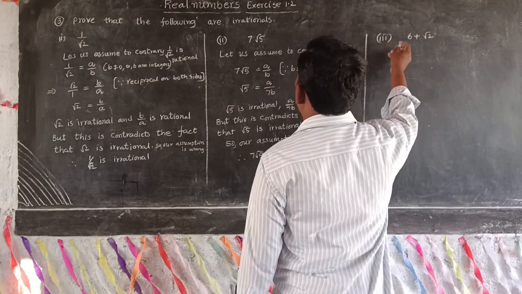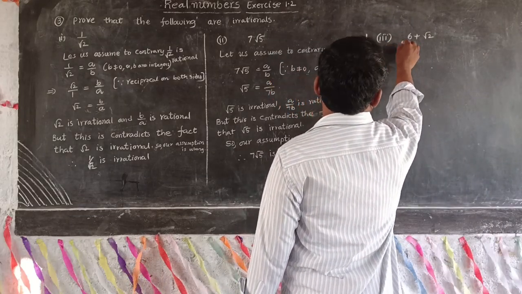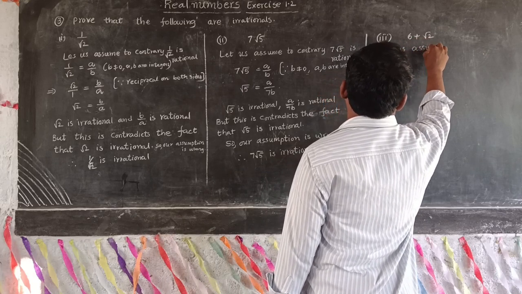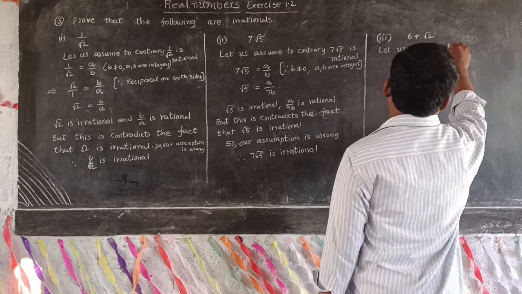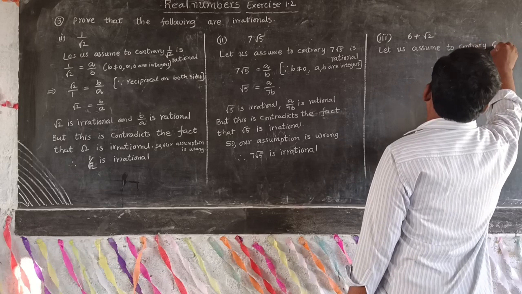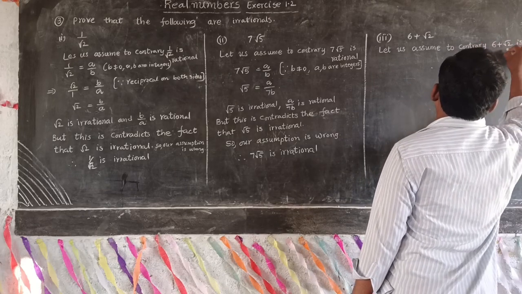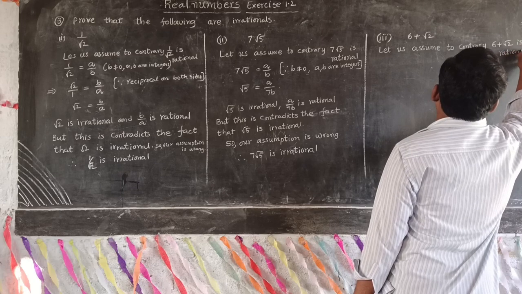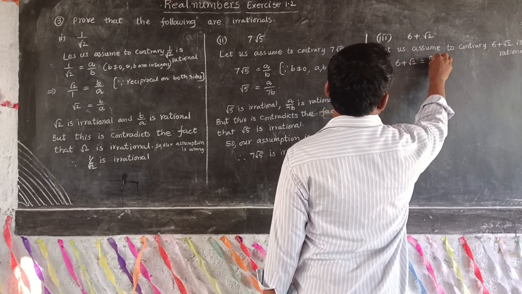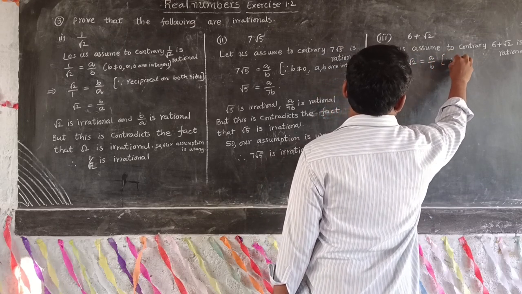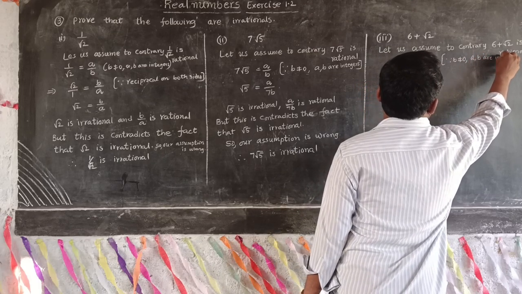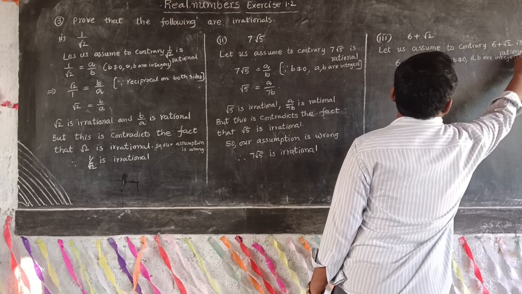Last one in exercise 1.2, 6 plus root 2, same model. Let us assume to the contrary that 6 plus root 2 is rational. That means a by b form. Here b is not equal to 0, a, b are integers.